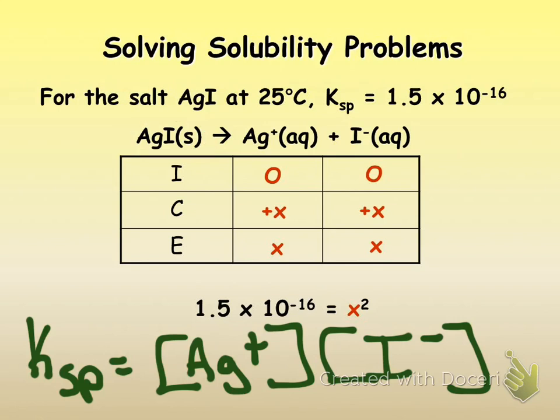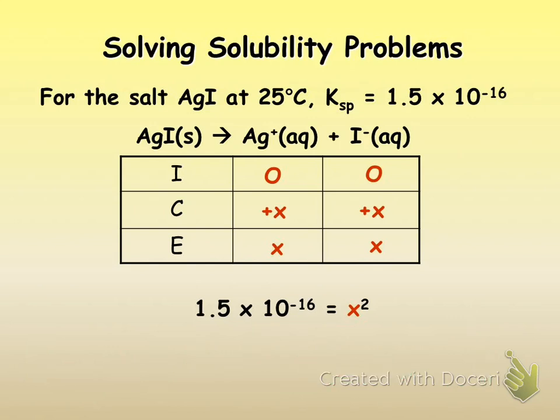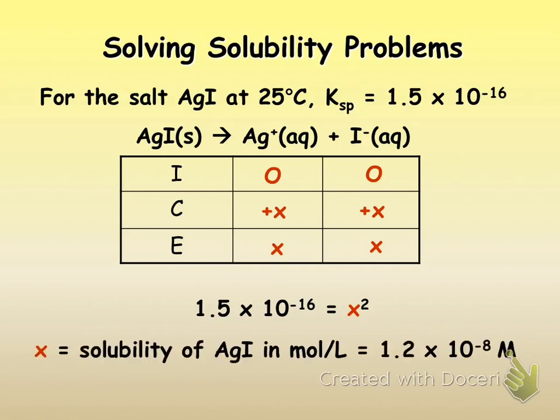All right, let's see. If I set up everything correctly, I've got 1.5 times 10 to the negative 16th, because that's my Ksp for silver iodide. That equals x squared. So that means the solubility of silver iodide in moles per liter is 1.2 times 10 to the negative 8th. So you'll notice that the solubility in moles per liter is not always the same as the Ksp. In fact, it's usually much different than that. The solubility product is always the same for silver iodide. It never changes. But the solubility in moles per liter can change.